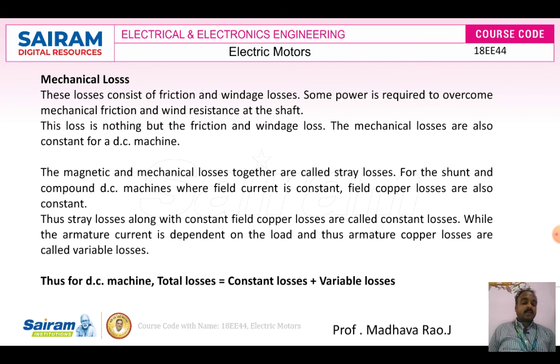So copper losses are variable losses and iron losses are constant losses. You have to remember this. This type of question may be asked in competitive examinations. What type of losses do we consider as variable loss? What type of losses are we considering as constant loss? Finally, we can say that the total loss inside a DC machine is equal to constant losses plus variable losses. If you take both into account, both copper losses and iron losses, that is called the total loss.